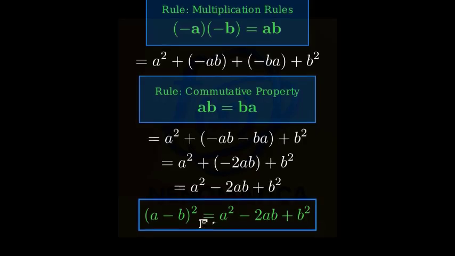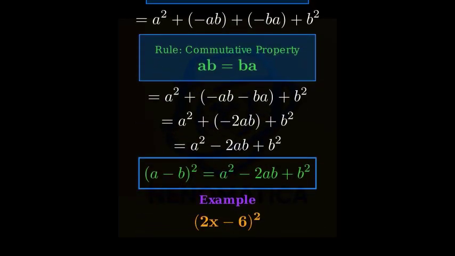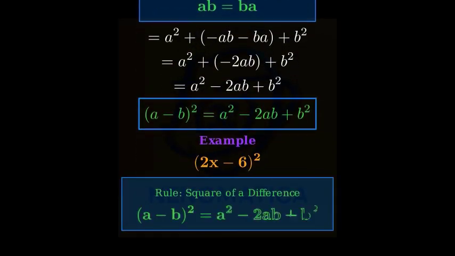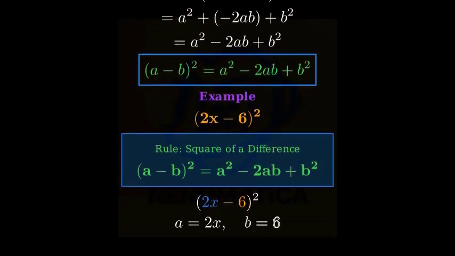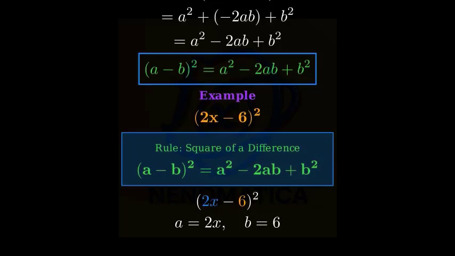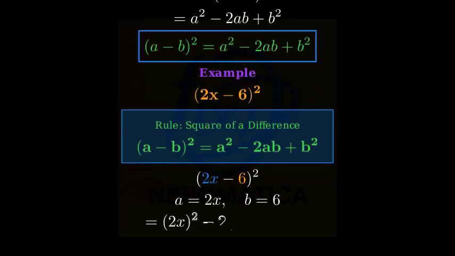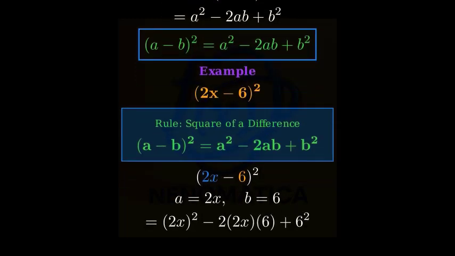Now let's work through an example to see how we can apply this formula in practice. Let's expand the expression 2x minus 6 squared. We can apply our formula directly by identifying that a equals 2x and b equals 6. Using our formula, we get a squared minus 2ab plus b squared. That means 2x squared minus 2 times 2x times 6 plus 6 squared.